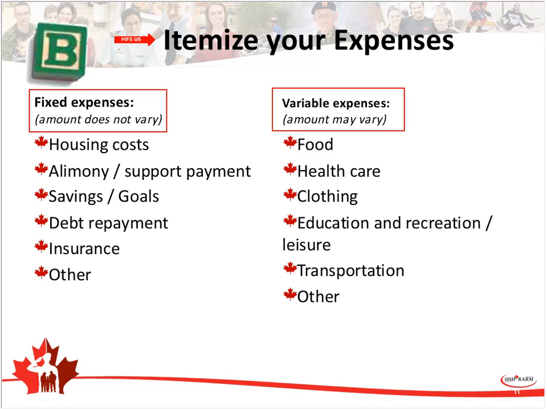And then you got your variable expenses. These amounts can vary each month. That's your food costs, clothing, recreation, transportation, things of that nature. Yeah, that's another one, private school and childcare. Childcare is a huge cost.